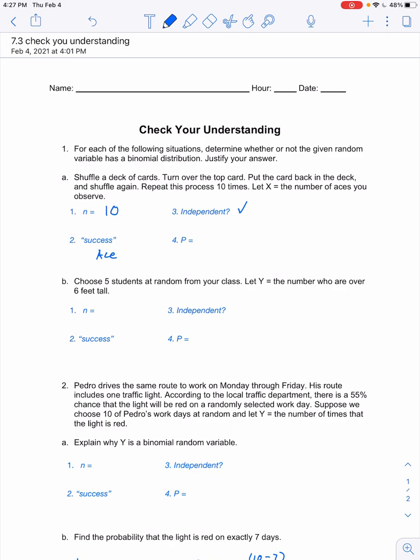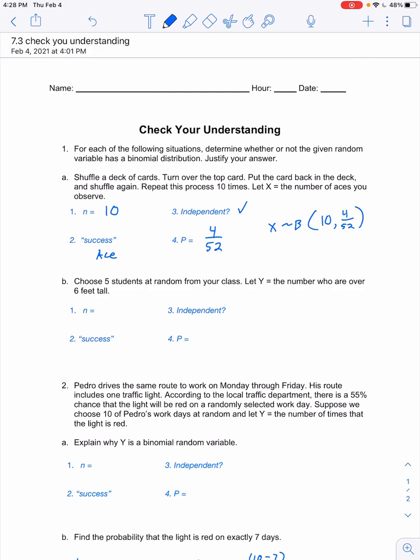The probability, well, what's the probability of pulling an ace? Well, we have a total of 52 cards in a deck, and there are 4 aces. Okay, and here's what I like to do, and this is a little statistic notation here. We're going to say our X is a binomial distribution, and we're going to say that we have the N is 10, and the probability is 4 out of 52. Okay, a little shorthand for saying what we got.